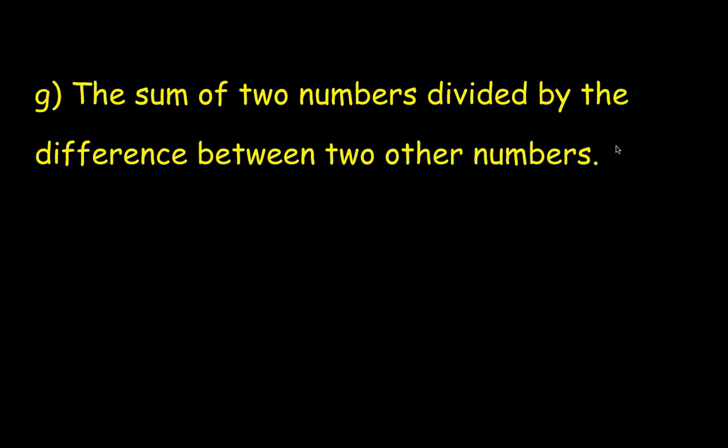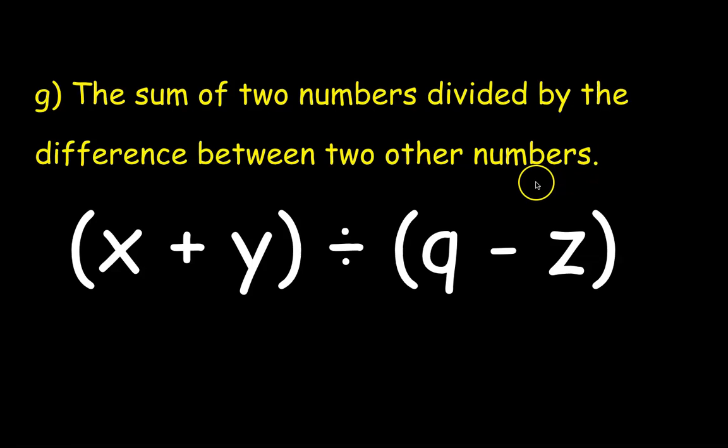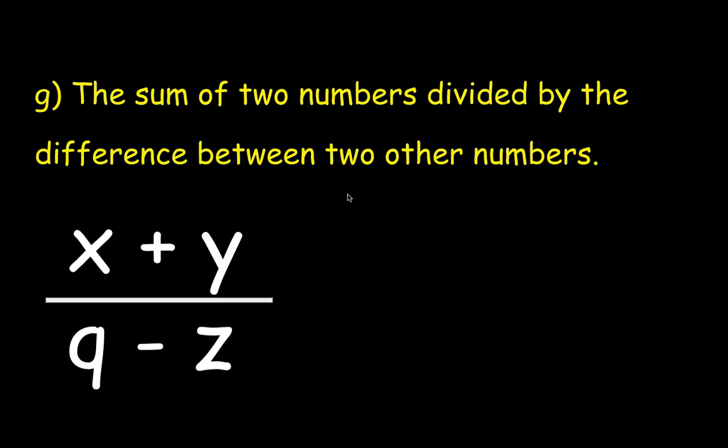Right. The sum of two numbers divided by the difference between two other numbers. Pause the video, resume when ready. Right, there is the sum of two numbers divided by the difference between two numbers. Now the difference, whenever you hear the word difference, that means one number subtracted from the other. As you know, we try and get rid of divide signs.